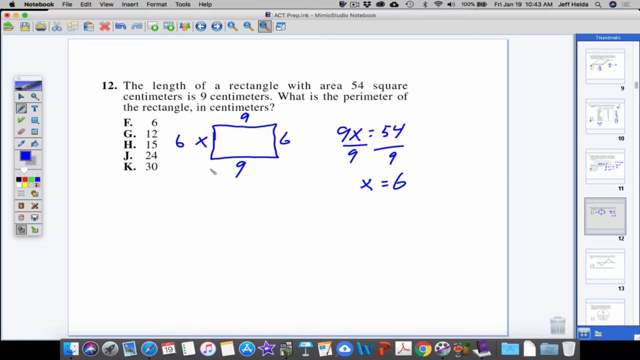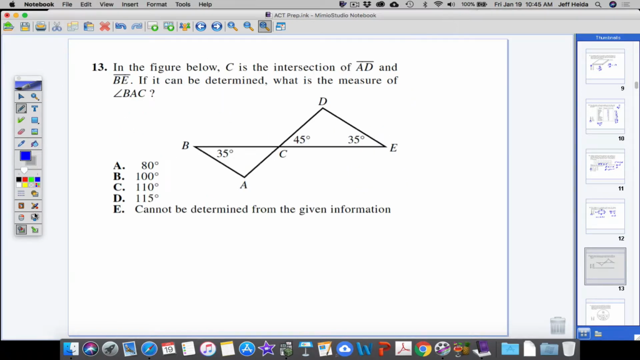6 plus 9 is 15. 15 plus 15 is 30. So for 12, the answer is K, 30. Problem number 13. In the figure below, C is the intersection, C is right here. C is the intersection of AD and BE.